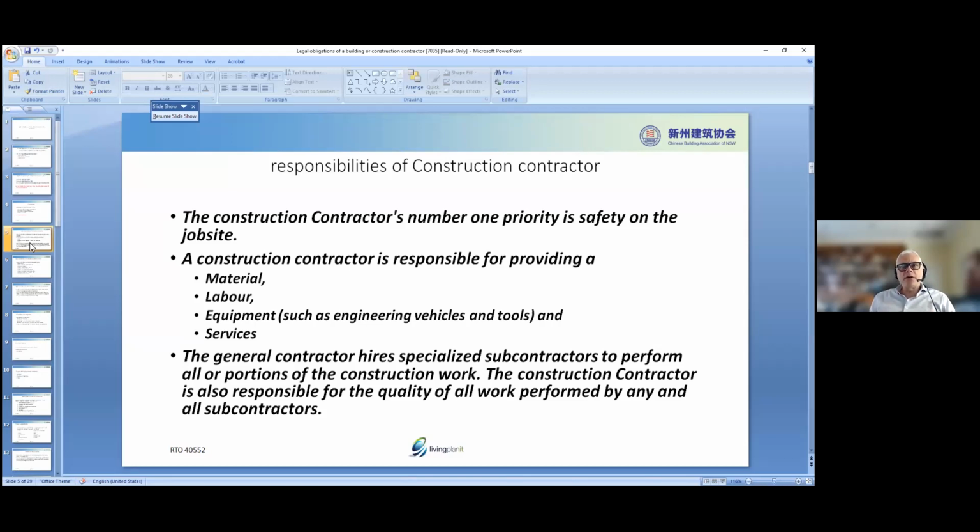All too often it's not. All too often we're worried too much about finishing the project on time, finishing at low cost, okay? But it should not be the case. The number one priority should be safety, for your own protection. All right, the construction contractor is responsible for providing the material, the labor, the equipment, all the services to actually build the project, the building.